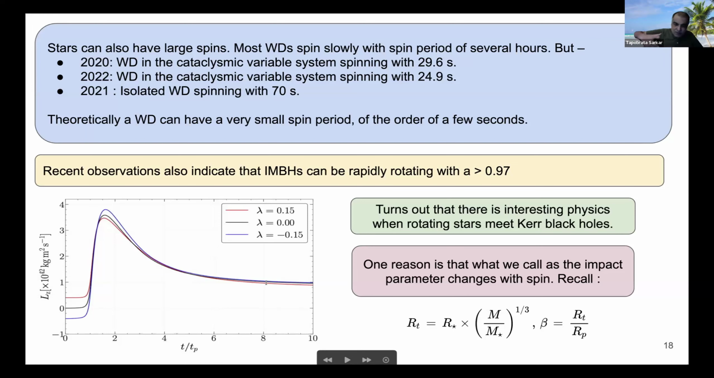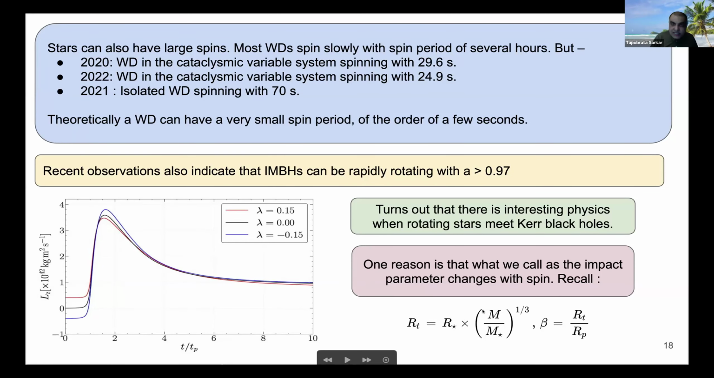And now, because of the spin, remember that this is very basic physics over here, that I defined the tidal radius as the radius of the star times M black hole by M star to the power 1/3. Now, when something is rapidly rotating and when it has actually bulged, what do you mean by the radius? Actually, because it's like an oblate spheroid.